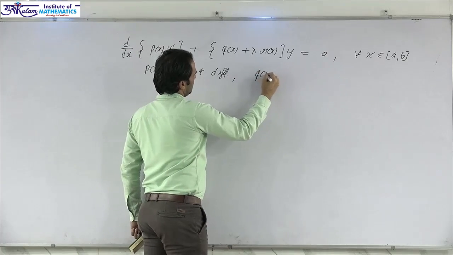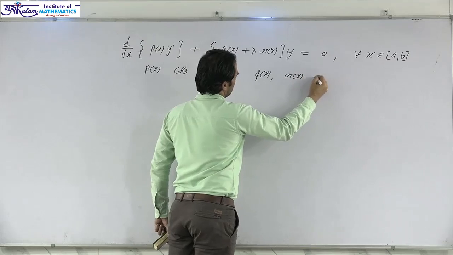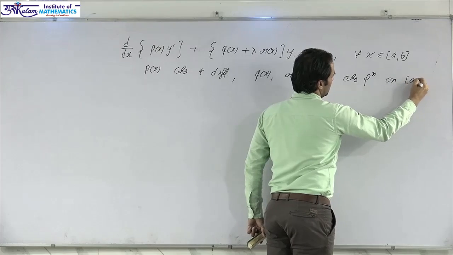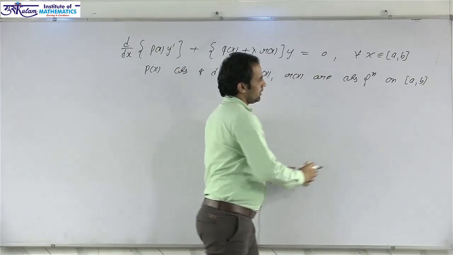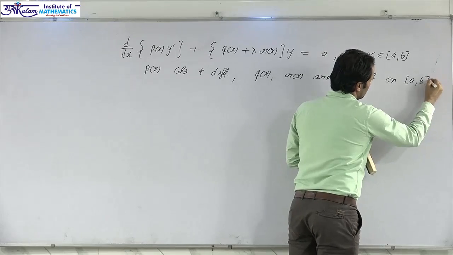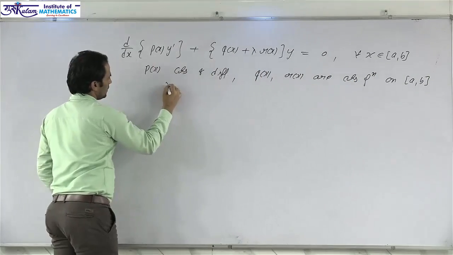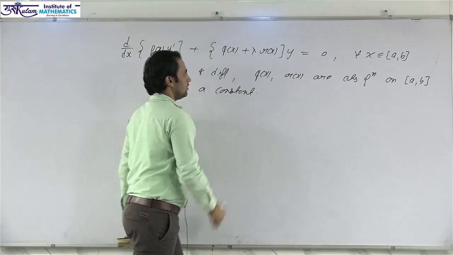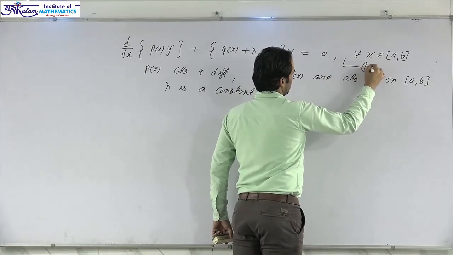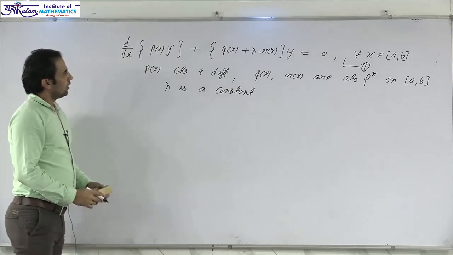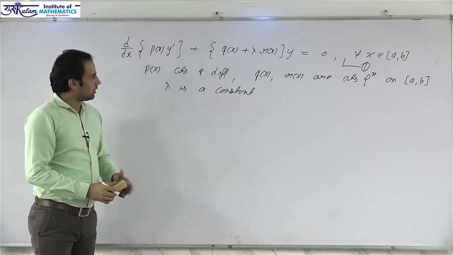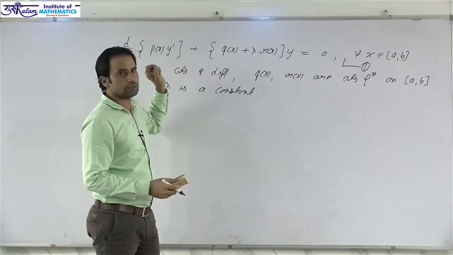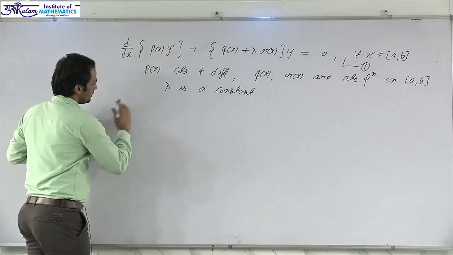and q of x, r of x are continuous functions on the interval a b, and this lambda is a fixed constant. Let's denote this differential equation as equation 1. Then there are some boundary conditions. The given equation is a homogeneous second order linear differential equation, and let's define some of the boundary conditions.